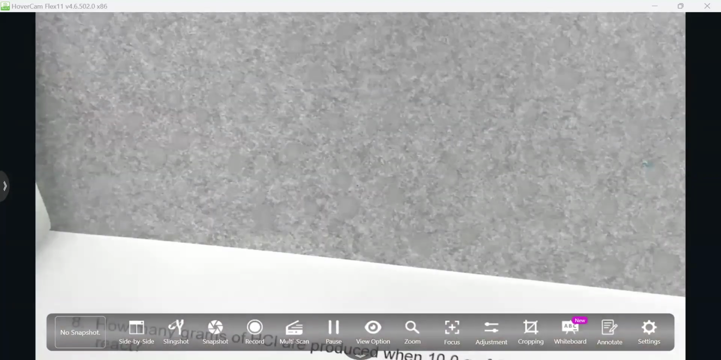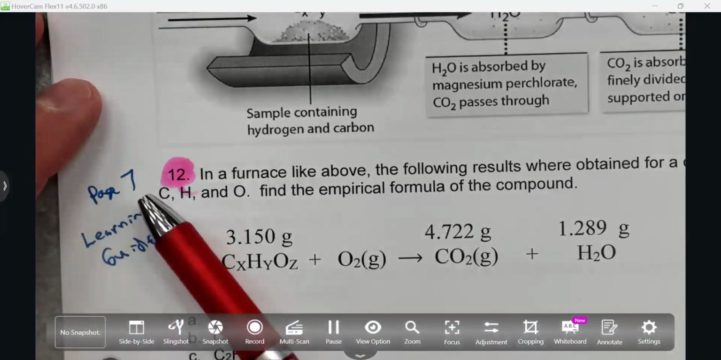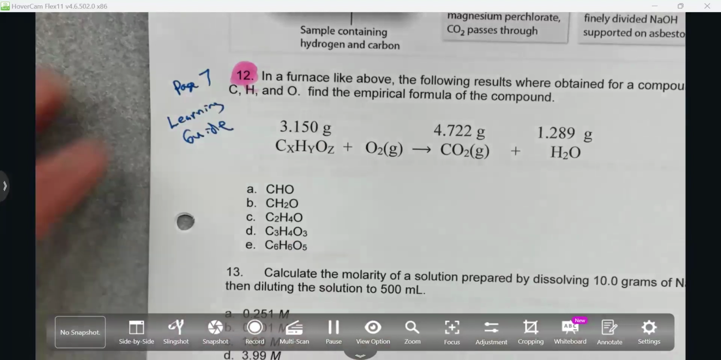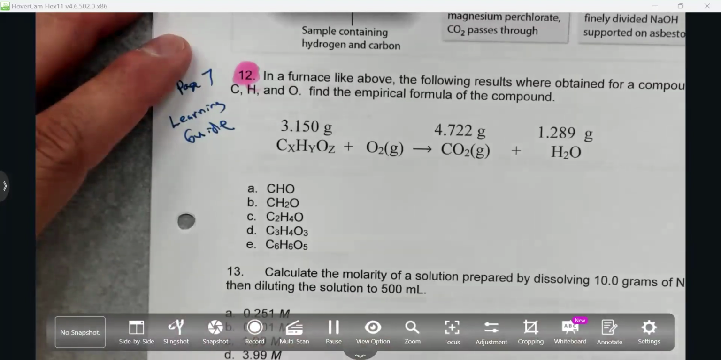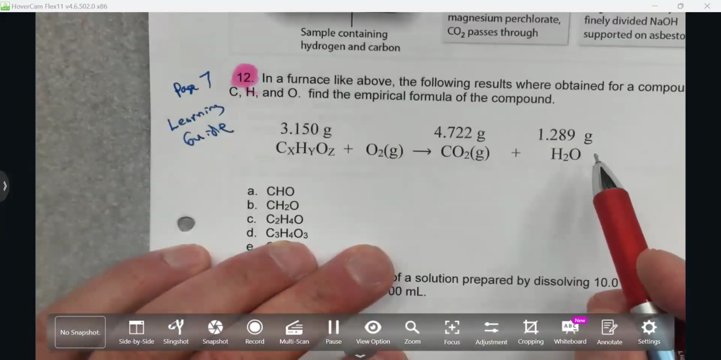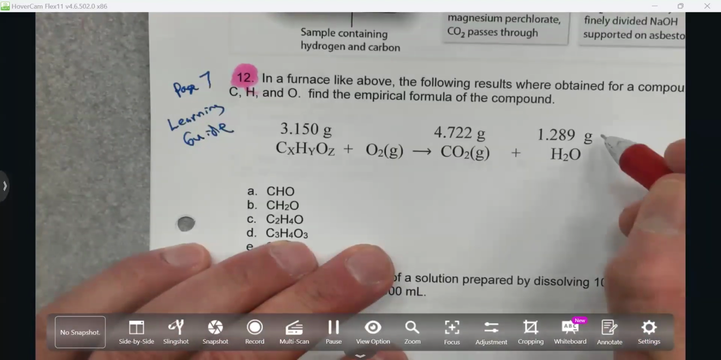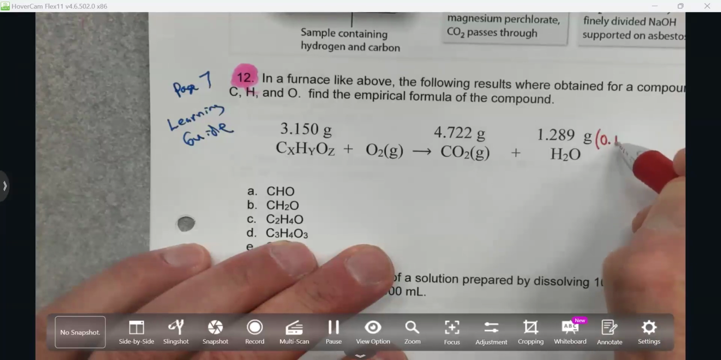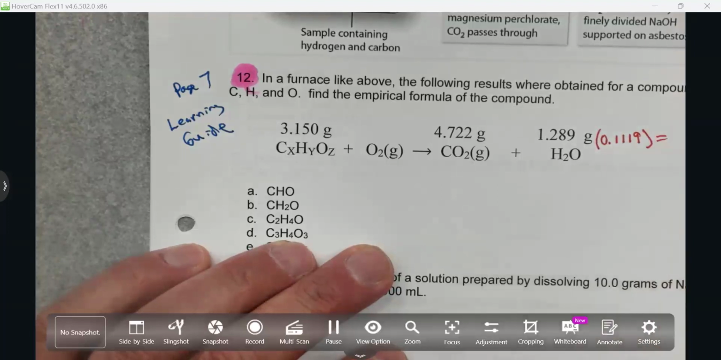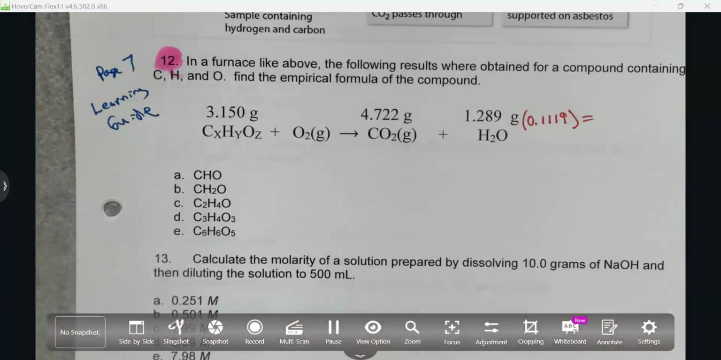Number 12 is kind of a long problem. It's exactly the same as page 7 of the learning guide. This is the grams of water. If we take this grams of water and multiply it by 0.1119, that's the percent hydrogen. That's how many grams of hydrogen we have here.